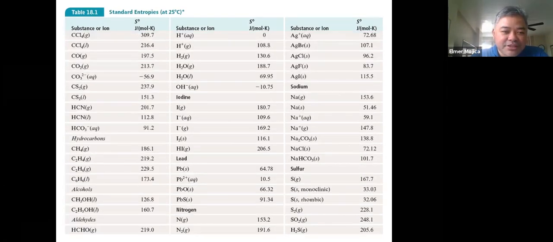And if you're going to look at some other values that you have here, you have also the iodine here, but it's just solid. They didn't put the liquid and the gas. Okay?